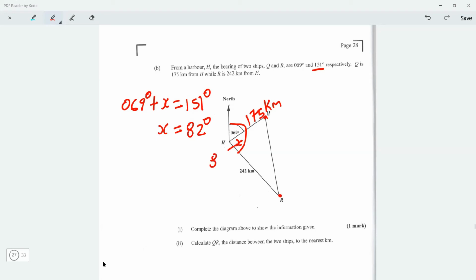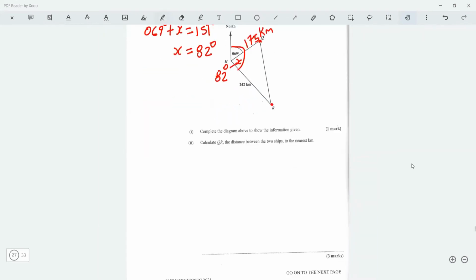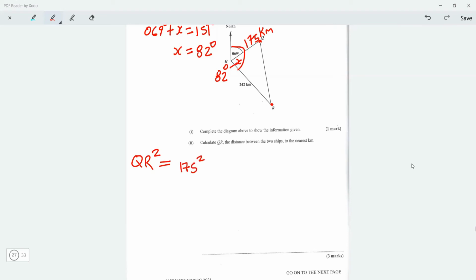Since this angle is 82 degrees, what we can do is use cosine rule. Whenever you have two sides and the angle between them, we use cosine rule to find the other side. So using cosine rule, QR squared is equal to the first side squared, 175 squared, plus the second side squared, 242 squared, minus 2 times the first side times the second side, multiplied by the cosine of the angle, and the angle is 82 degrees.